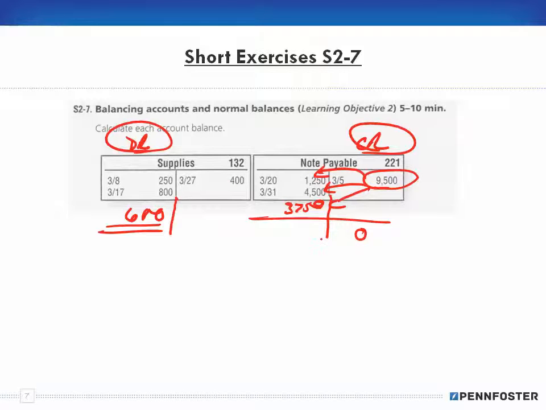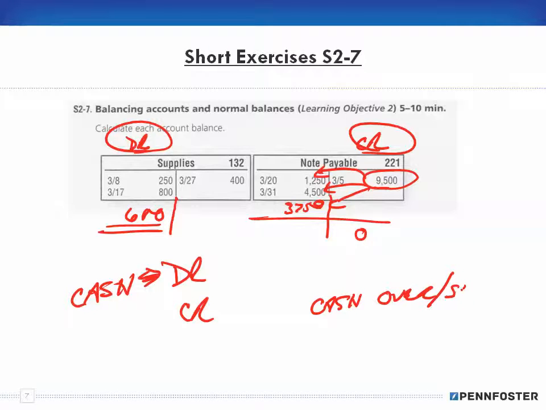Now, don't misunderstand me, there are exceptions to the rule. For example, your cash account. Remember, cash has a debit as the normal balance. If you become overdrawn, now you're into credit territory. The same thing with the account called cash over and short. You use only one account, and depending upon whether you have an overage or a shortage, if you have a shortage, you're going to be dealing with a negative number.